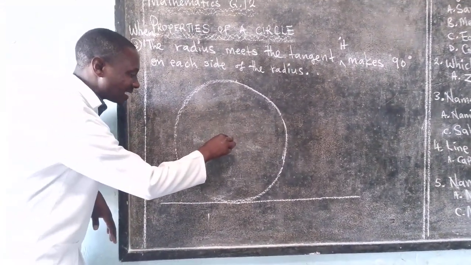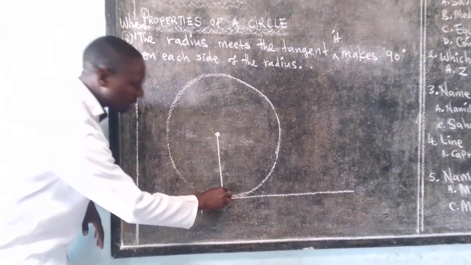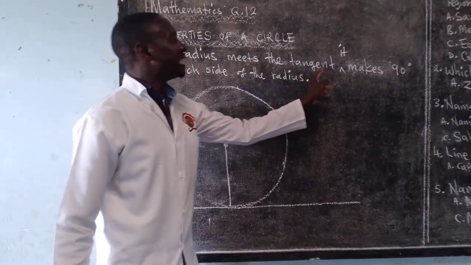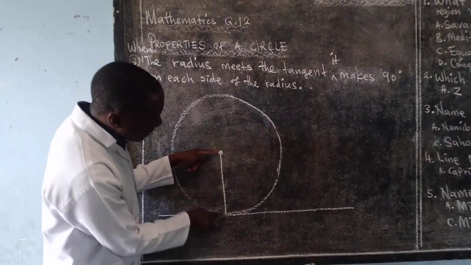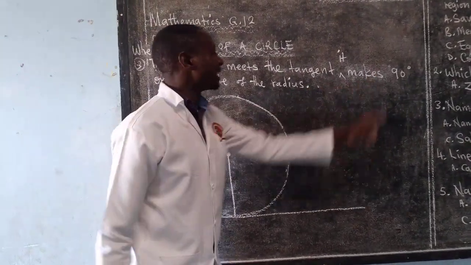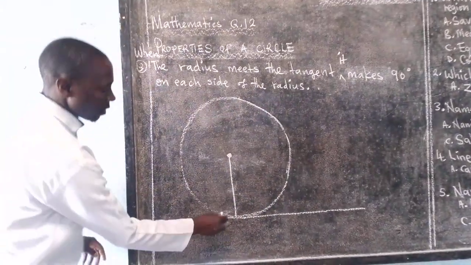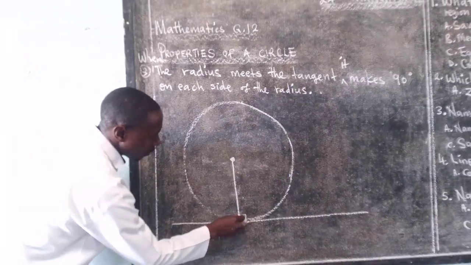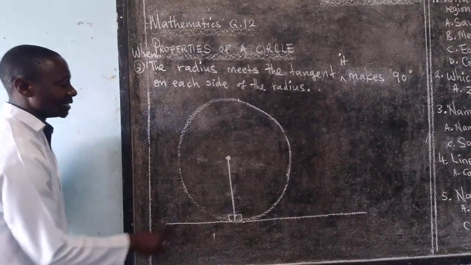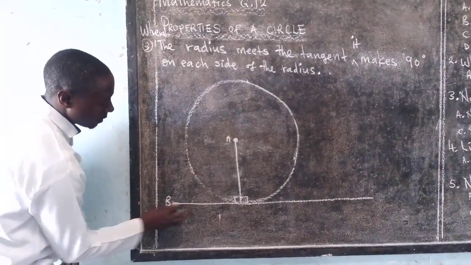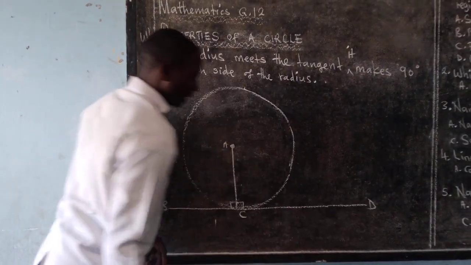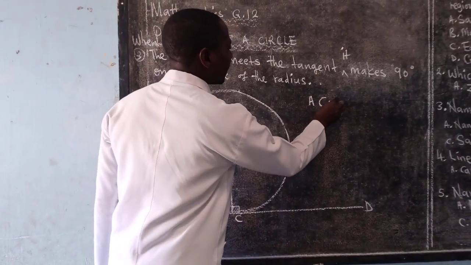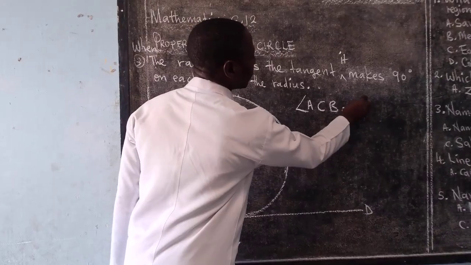It is the line running from the center, coming to the circumference and meeting the tangent there. When this radius meets the tangent here, it makes 90 degrees on each side of the radius. Here it makes 90 degrees. Here it makes 90 degrees. A, B, C, D. Then we conclude to say angle ACB is equal to 90 degrees.